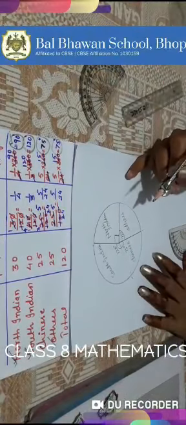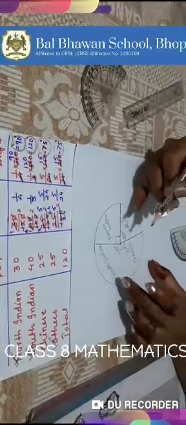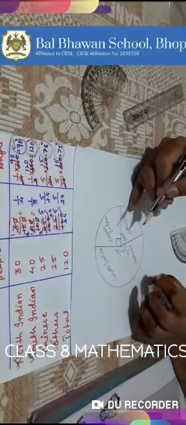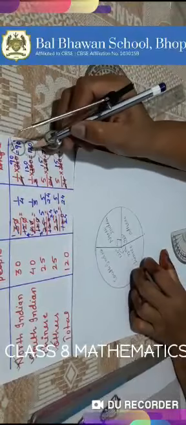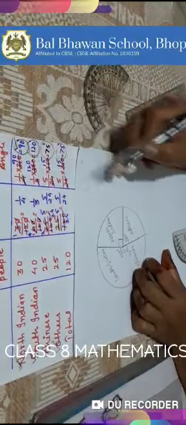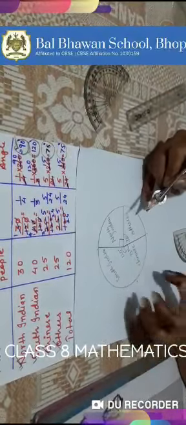So children, I hope you have understood how to construct a pie chart through the central angle. Means after getting the value of central angles, how can we draw a pie chart?